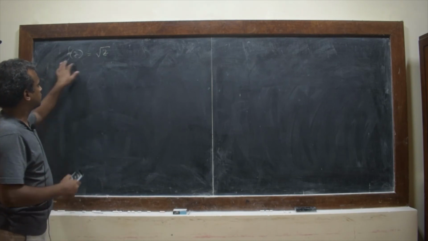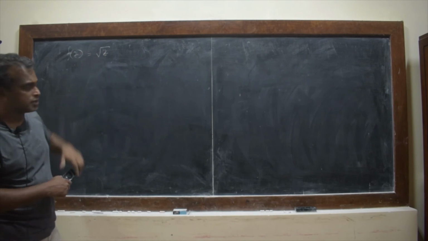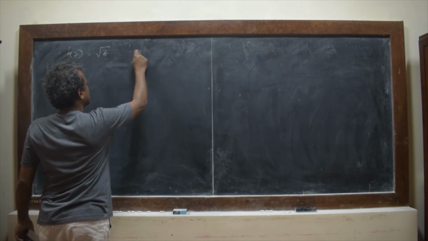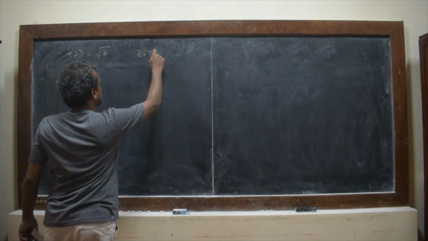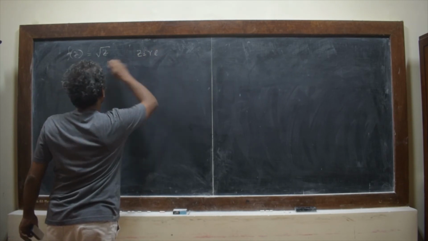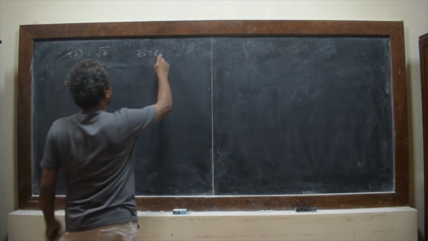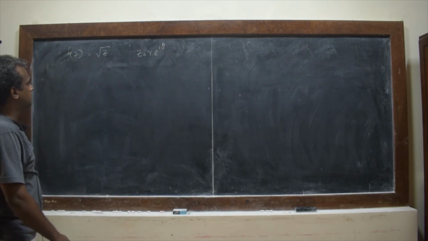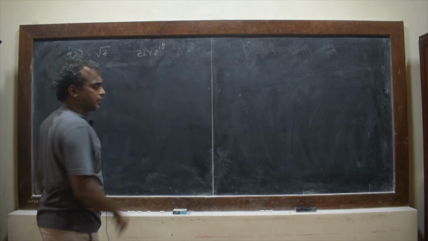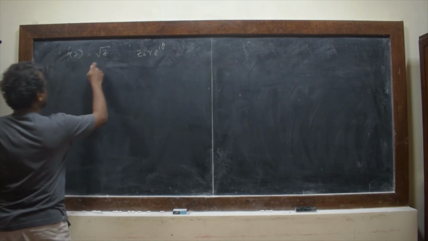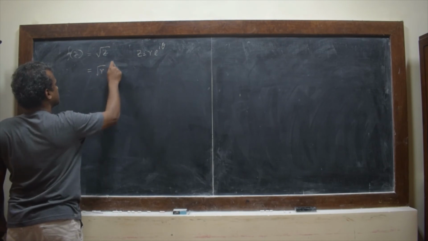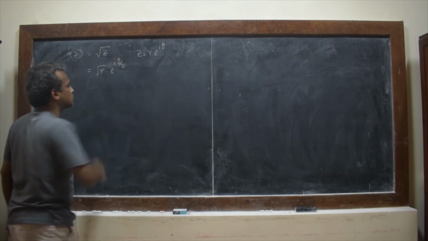To observe the singular behavior of this function, it is good to express the function in terms of the polar variables r and theta. So, if I write z equal to r e to the I theta, we can write this function as square root r e to the I theta over 2.